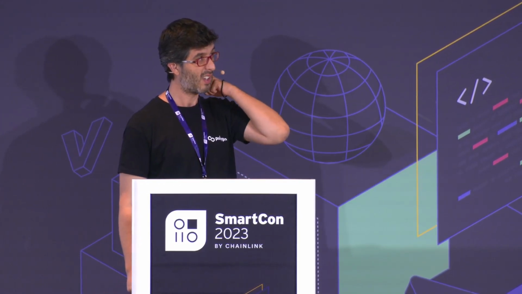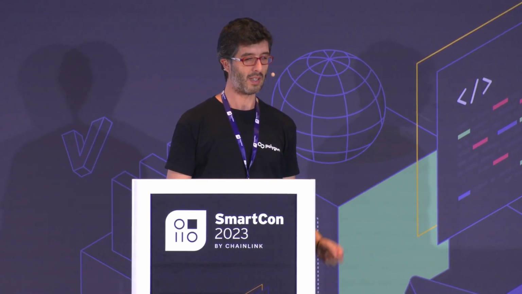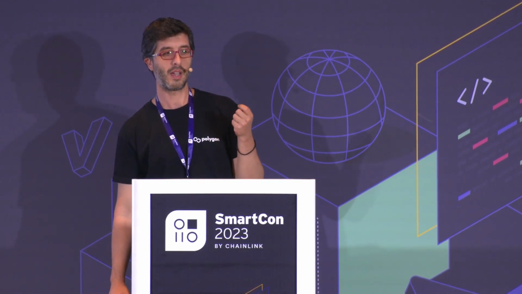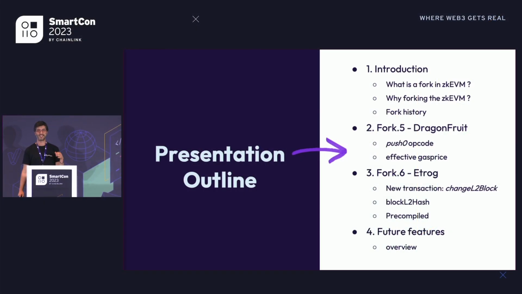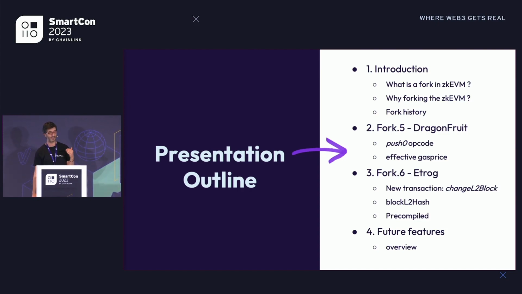So first of all, I want to do a little introduction about what is a fork in the zkEVM, because it's a little bit different from Ethereum. Why fork the zkEVM? There are different aspects to take into account when doing that. Then a little bit of the history of the zkEVM in mainnet, all the forks that we have done previously. Then I will talk a little bit about the features regarding the Fork.5 that we did in September. What are the new features that will be introduced in the Fork.6? And I would say what we have in mind that could be the future ones.